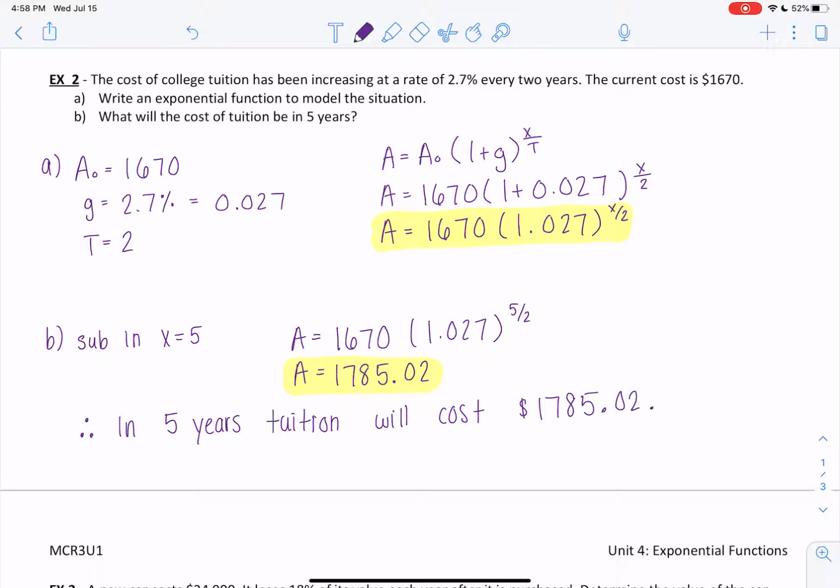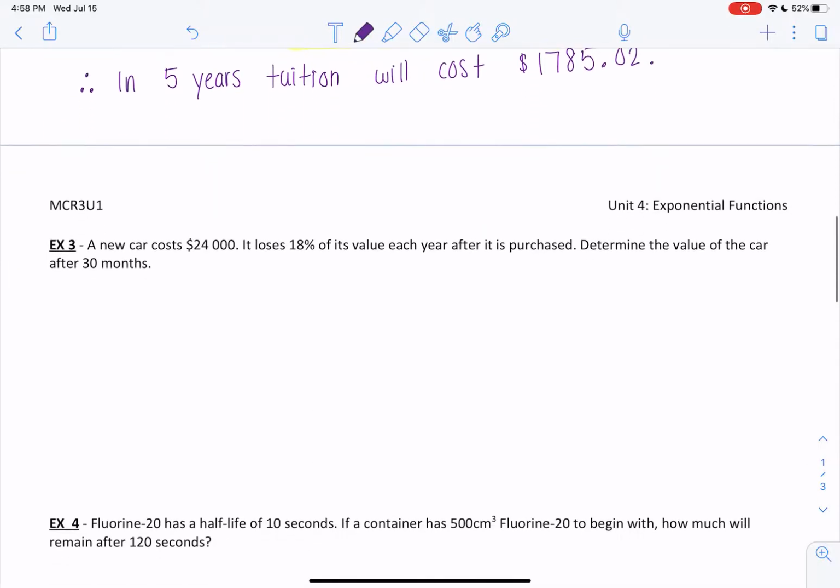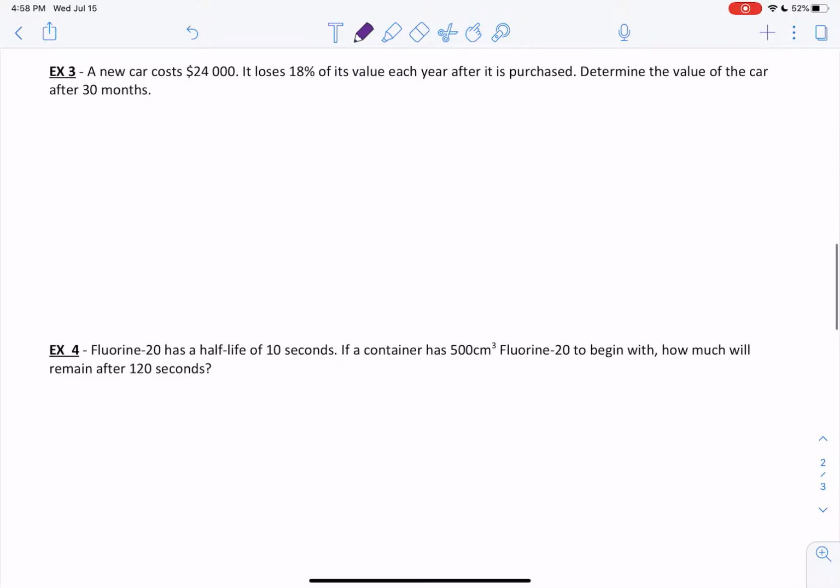Okay, let's do another example. We're going to do a few of these. So example 3 says that a new car costs $24,000. It loses 18% of its value each year after it is purchased. Determine the value of the car after 30 months.